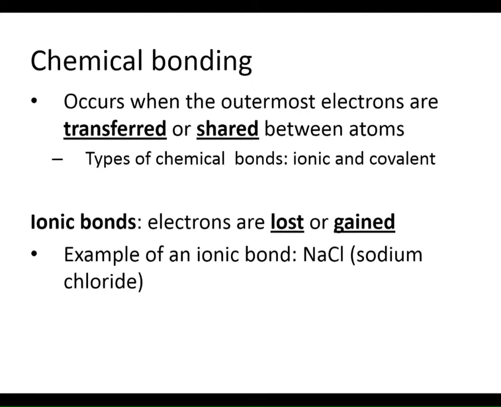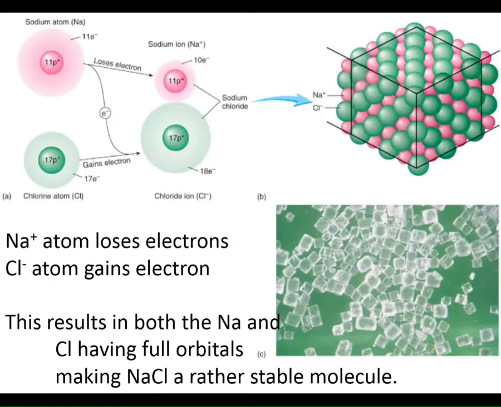The example that I want you to keep in mind for an ionic bond is sodium chloride, NaCl. You know sodium chloride, it's our table salt. Okay. Now, what's going on here is that the electrons are going to be transferred. I know this is a little bit small to see, but let's work through this.